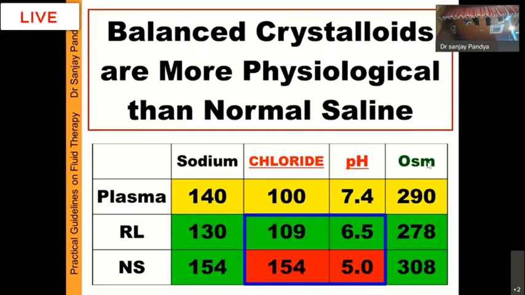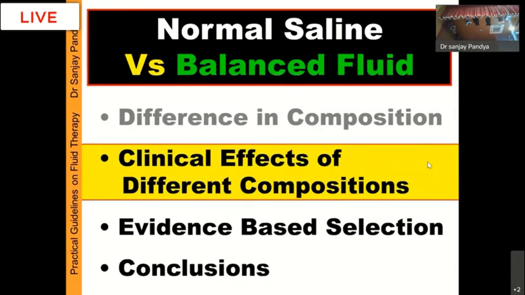How much is the chloride in RL? Loudly. 109. How much is the sodium in RL? 130. So, and then pH is also matching. RL pH is 6.5, and therefore composition is more balanced. Okay. Now, clinical effect of different composition.